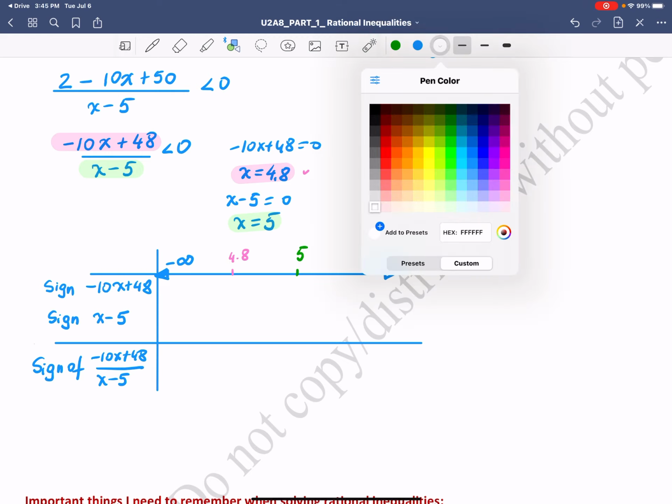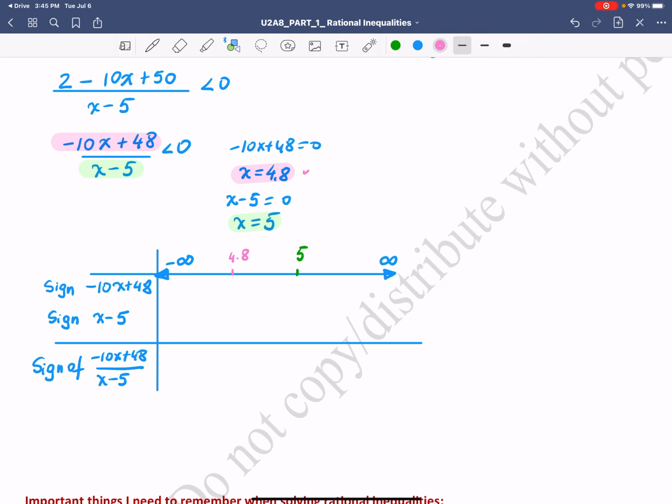Now, let's take another look at each factor. So negative 10x plus 48 will be 0 at x equals 4.8. When this happens, it means that the rational expression will be 0 divided by a number, which means that the rational expression will also have the value of 0.